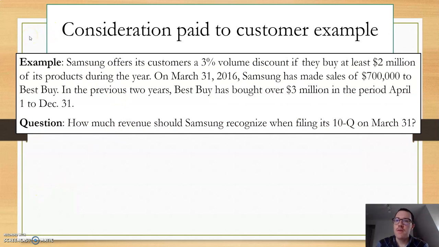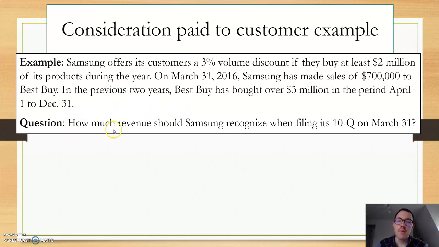Let's look at consideration paid to a customer. Samsung offers its customers a 3% volume discount if they buy at least $2 million of its products during the year. So here we are, it is March 31st, 2016, and Samsung has made sales of $700,000 to Best Buy. In the past 2 years, Best Buy has bought over $3 million in the period between April 1st and December 31st. So what they're saying is that Best Buy is on track to surpass the $2 million mark. They're probably going to get a volume discount at the end of the year.